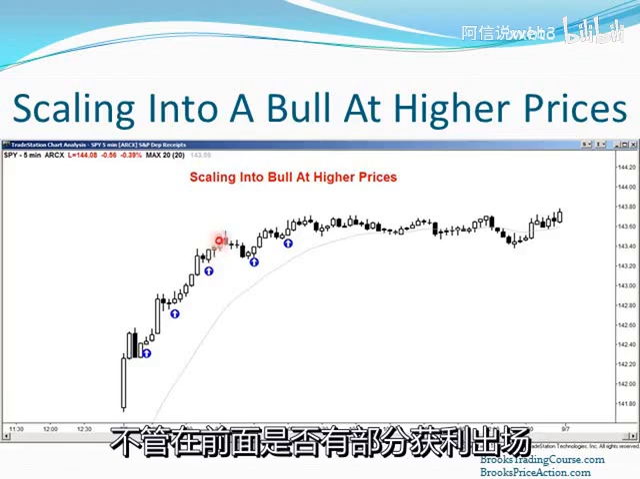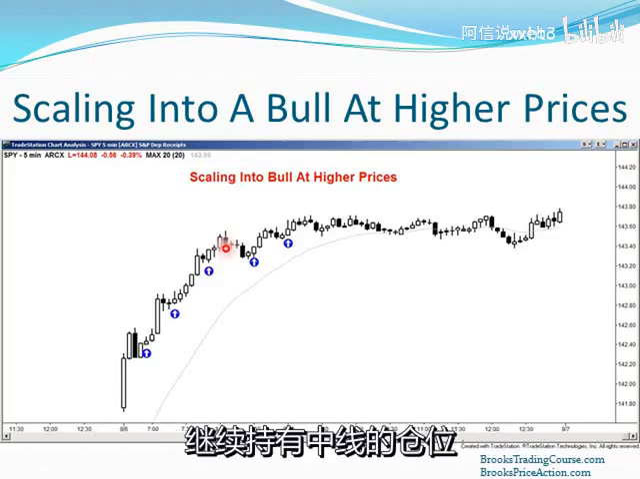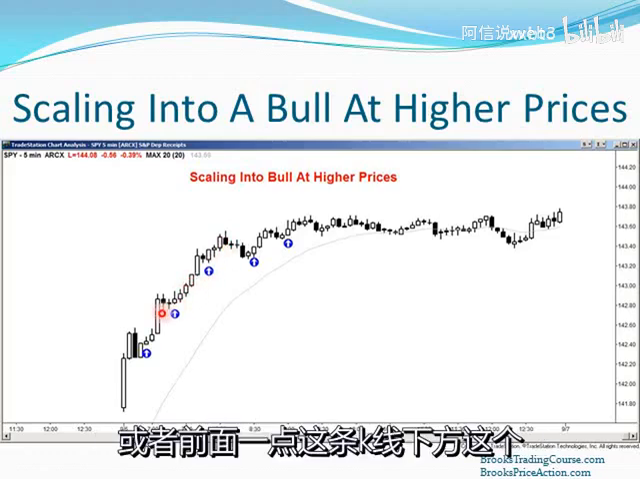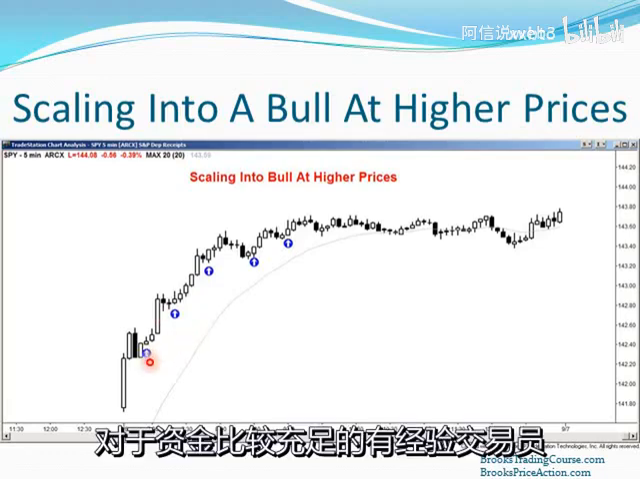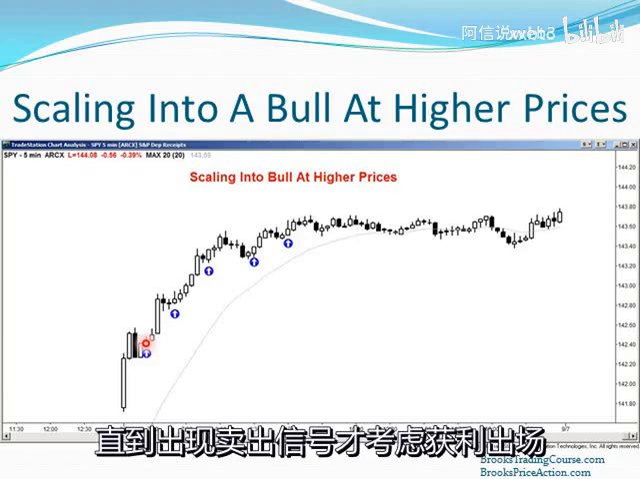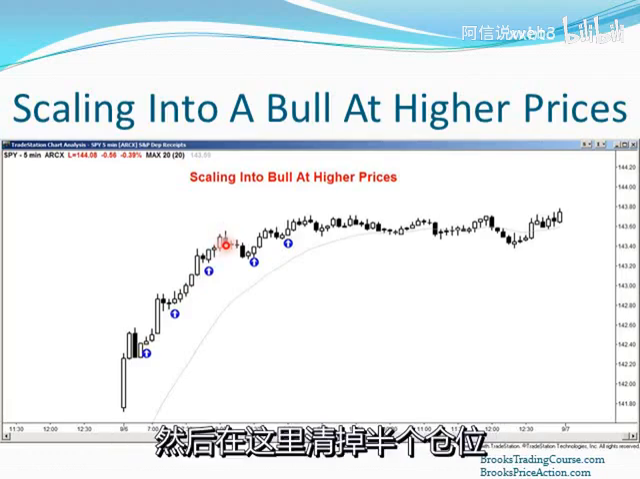And whether he took profits up here, he probably would have exited his scalp here. He would have kept his swing, maybe with the stop below either of these bars, maybe all the way down here. Another approach for really experienced traders with deep pockets: they buy their full position here and don't exit any until they see a reasonable sell setup. So they hold the entire position up here and then take half off here.